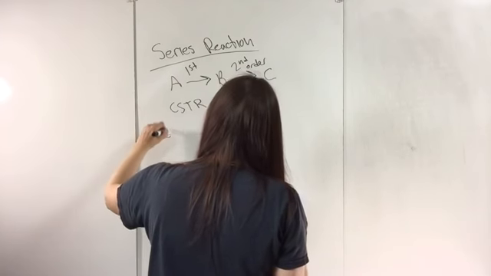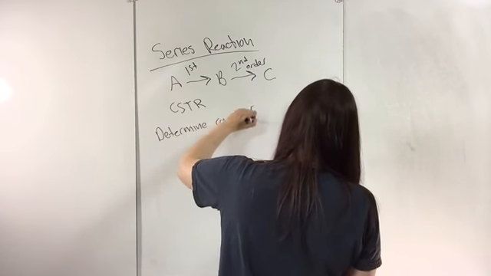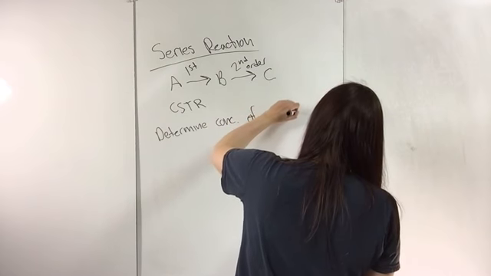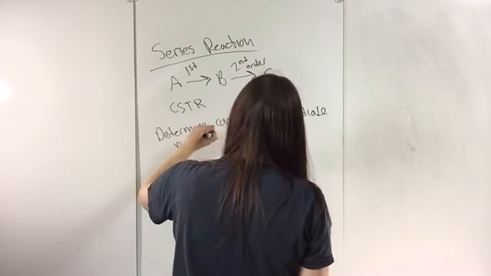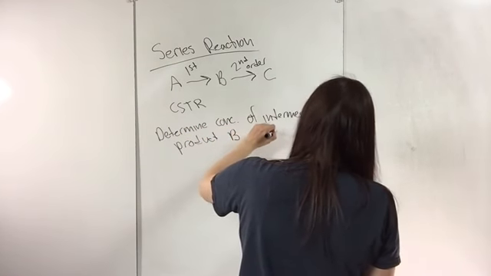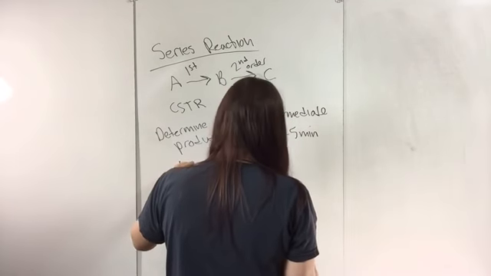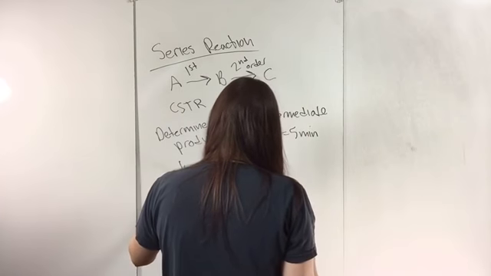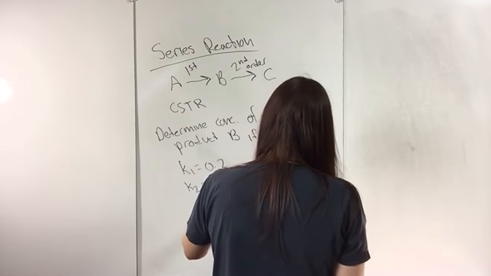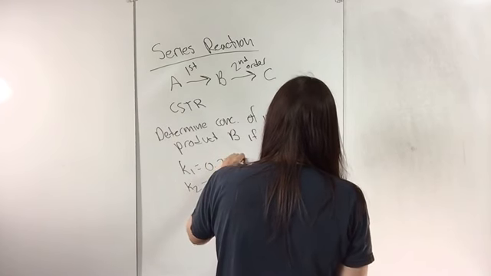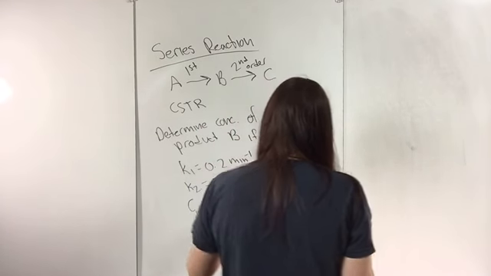And it says determine concentration of intermediate product B if tau is equal to 5 minutes. And then it gives you K1 is equal to 0.2 and K2 is equal to 4. This is liters per mole per minute, and this one's minute to the minus 1. Ca naught is equal to 1 mole per liter.